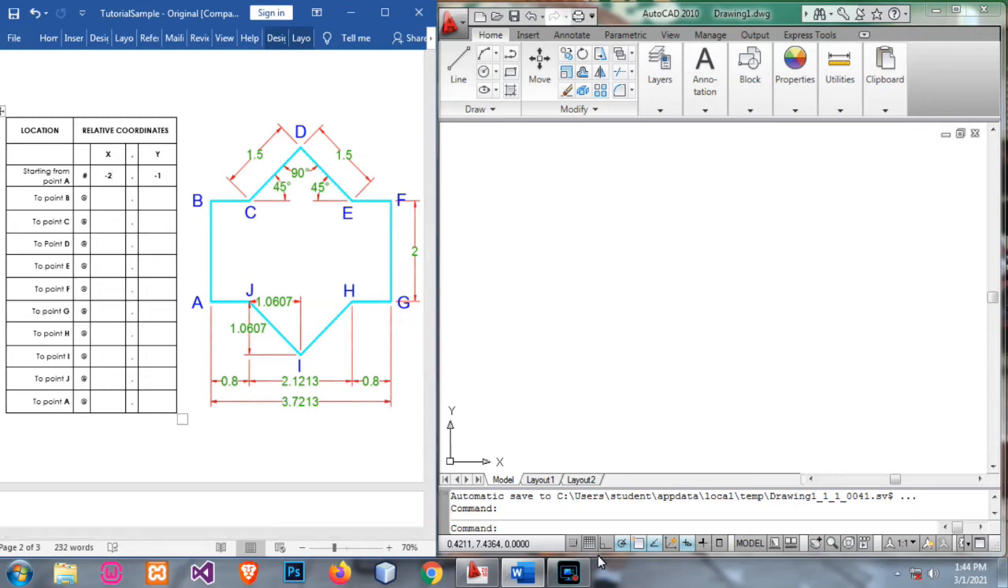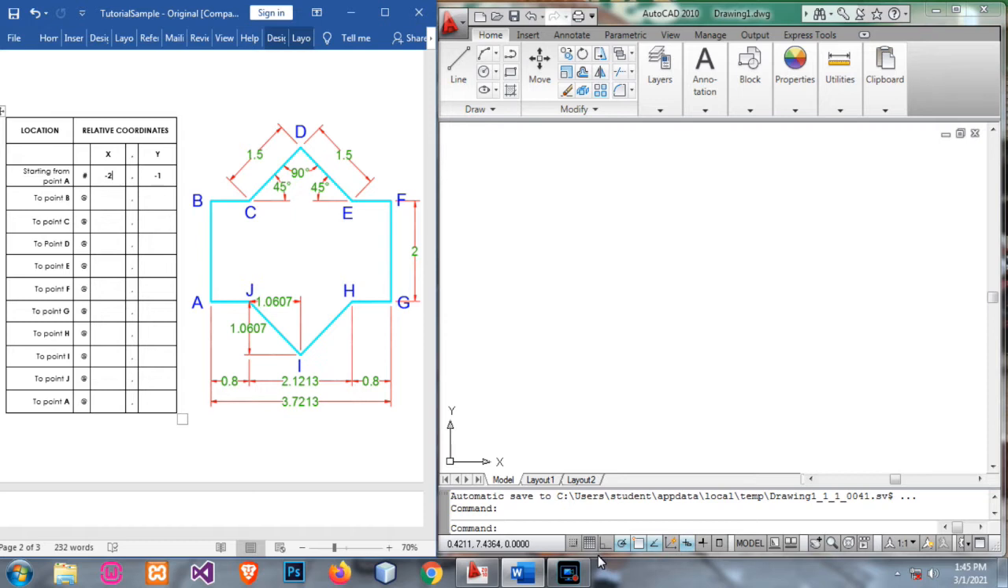Hello everyone, in this video I'm going to discuss what relative coordinates are in AutoCAD. Relative coordinates are different from absolute coordinates because absolute coordinates always refer to a fixed origin point located at 0, 0 in your Cartesian coordinate system. So here in relative coordinates we are using a reference point. And what is this reference point? The reference point is the previous point that you have specified before you can create the next point.